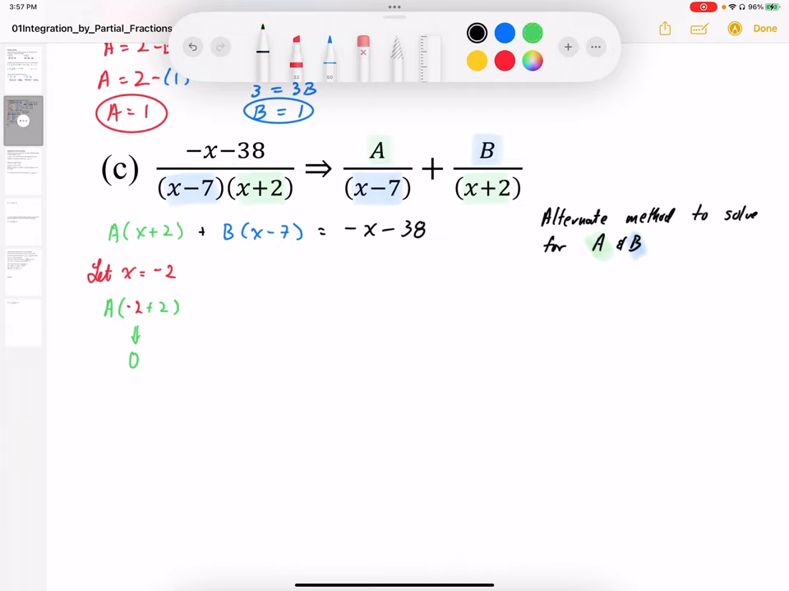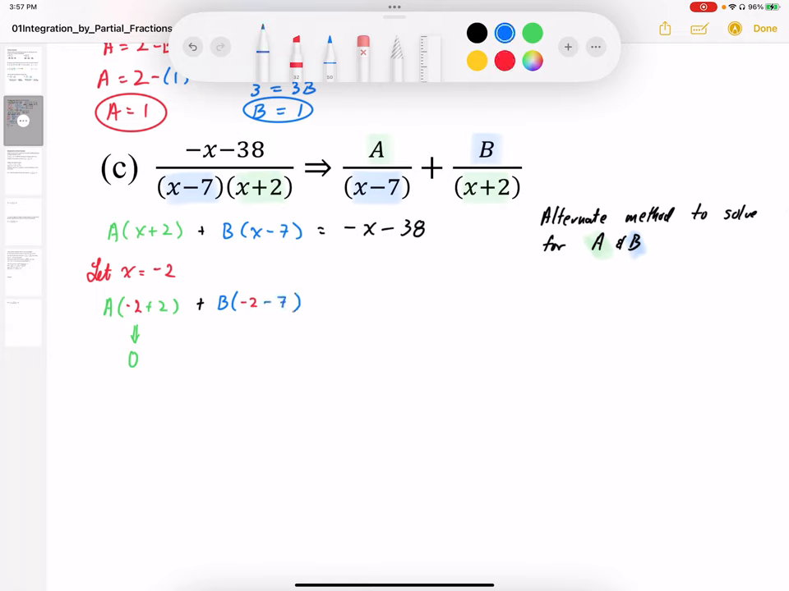Now, how does it affect the other brackets? Well, the way it's going to affect the B is I'm going to end up with B times negative 2 minus 7. That leaves me with B. So in this case now, I've gotten rid of the A coefficient. I'm only left with the B coefficient. And when I substitute in x being negative 2 in the right-hand side of the equation, I now have only one variable left to solve for. And this is going to allow me to solve for B.